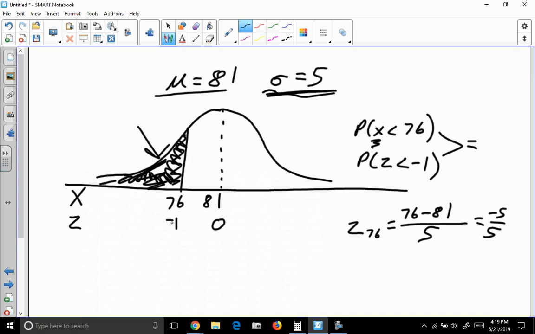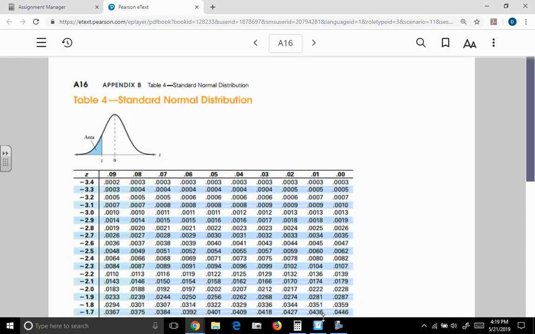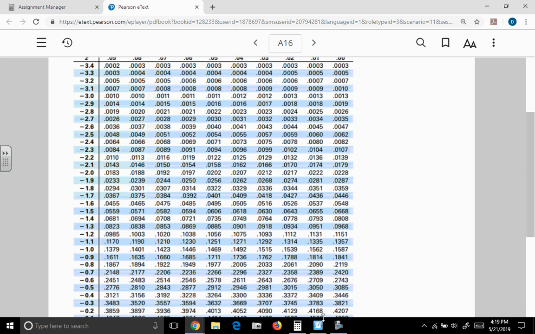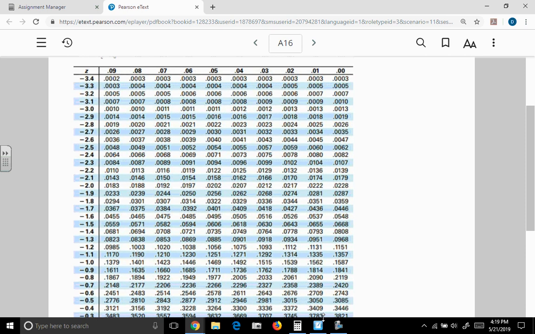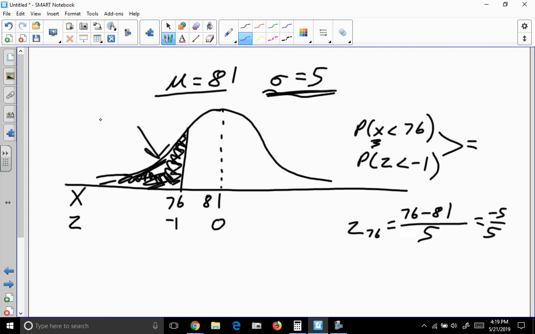So we were going to look up a z-value of -1. If we go down to a z-value of -1, here's -1.0, and we need -1.00. So this top one is the 0.00. So -1.00 is right here, 0.1587. So that's the area of that region, which corresponds to the probability that z is less than -1 or that x is less than 76.